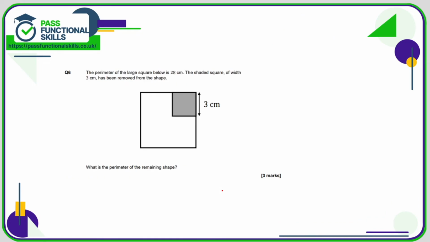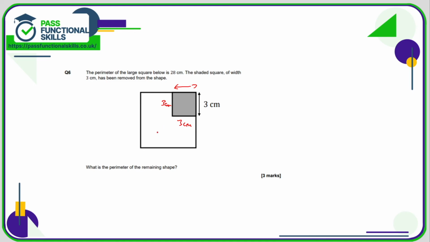Question number 6. So we know that the perimeter is 28, but we want to work out the perimeter if this shape here has been removed. Well, actually, it's a bit of a trick question, really, because if this part here is 3 centimetres, then this part here is 3 centimetres. And if this part here is 3 centimetres, then this part here is also 3 centimetres.